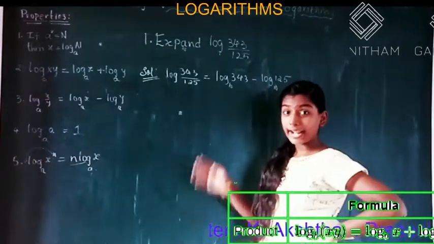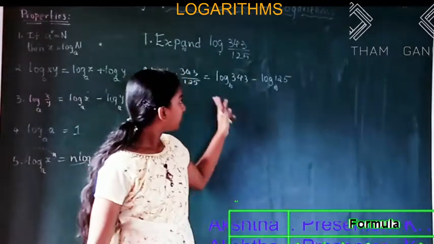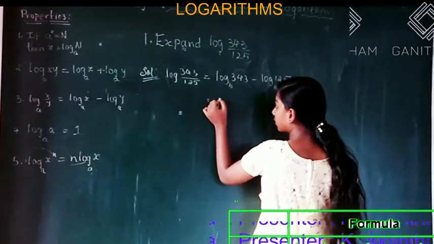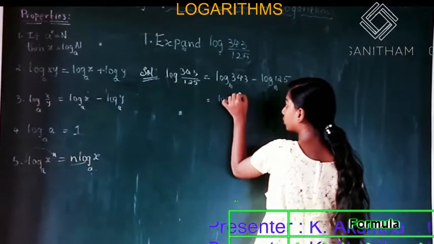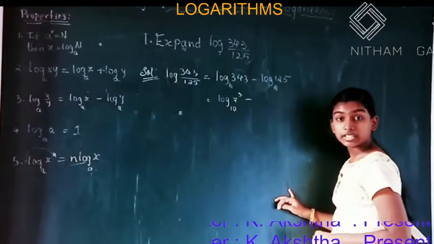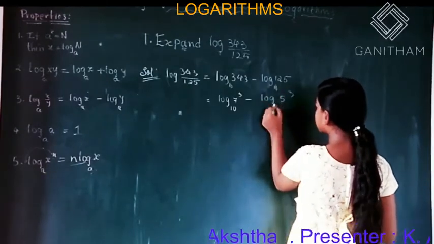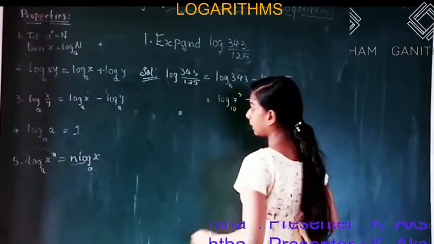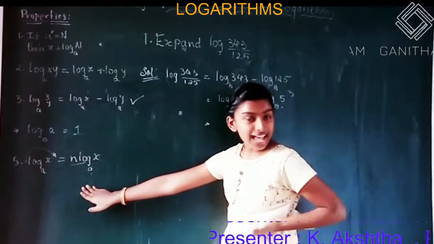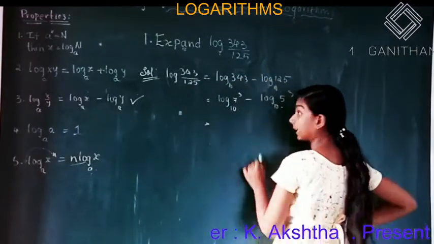So now, how can we write this 343 and 125 as squares or cubes of their terms? For example, 343 is nothing but cube of 7. This means 7 cube. That means log 7 cube to the base 10. And how can we write 125? 125 is nothing but cube of 5. So we can write as log 5 cube to the base 10. So, in the first step, we use the third formula, and now in this step, from the last formula we have x power n to the base a. I have also 7 power 3 to the base a.